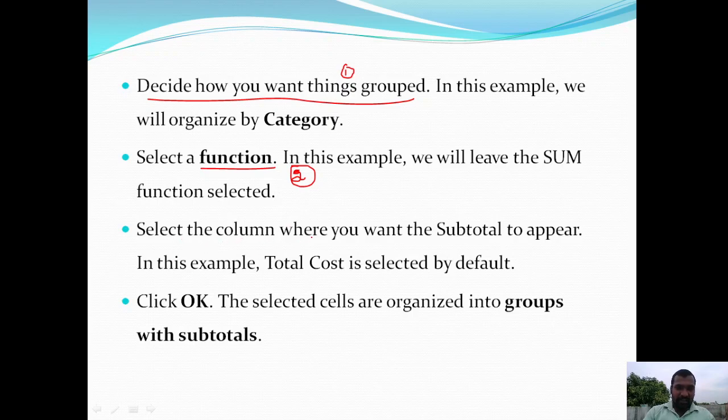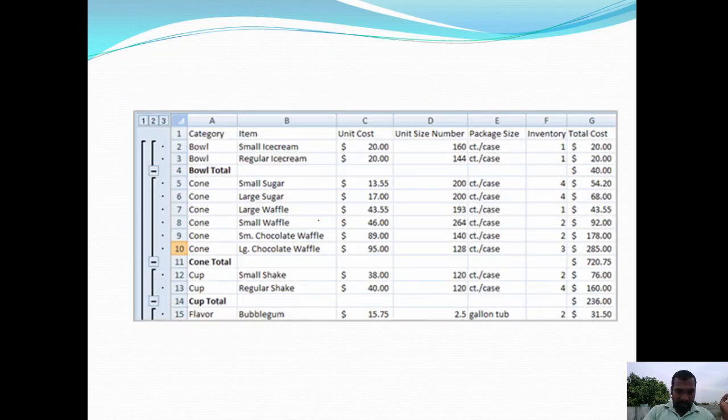Then select the column where you want the subtotal to appear. For which column the subtotal information is to be displayed, you need to select that column. Then click OK. The selected cells are organized into groups with subtotals. For example, here is the case. This is the category column, this is the items column, this is the unit cost column, then the unit size column, package size column, inventory column, and total cost column.